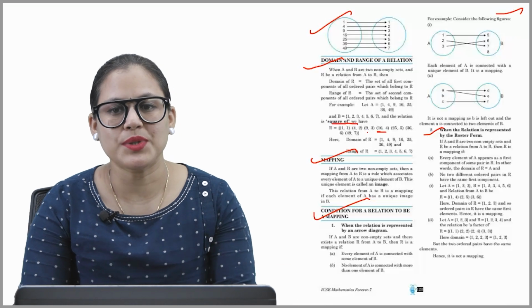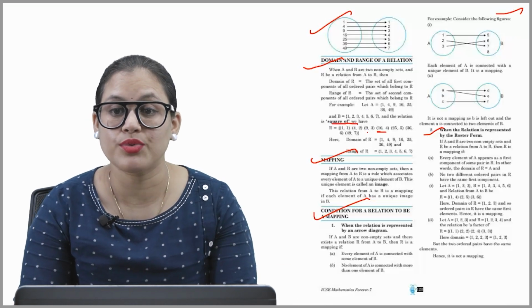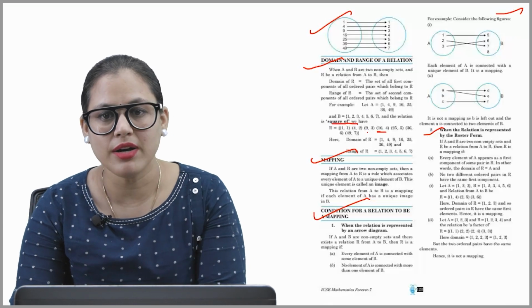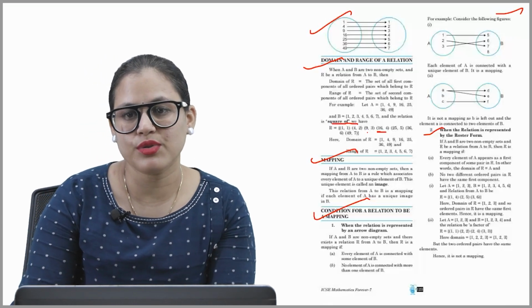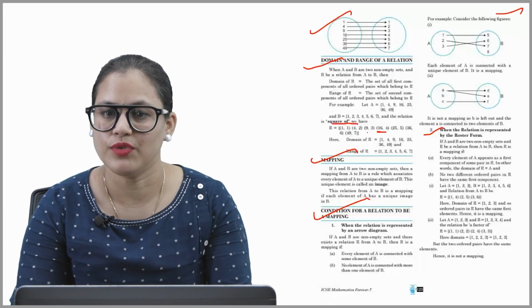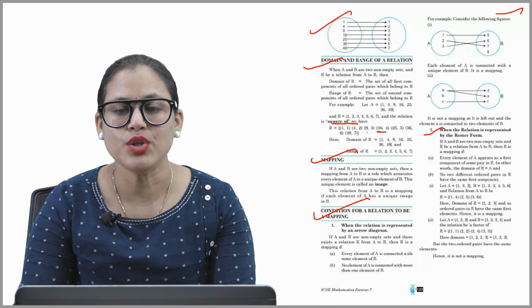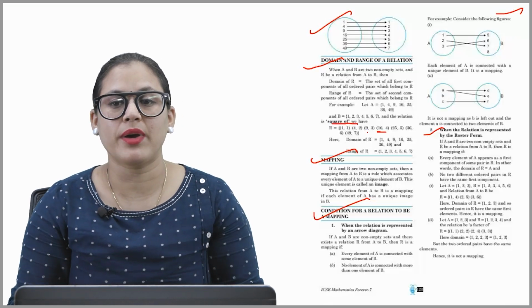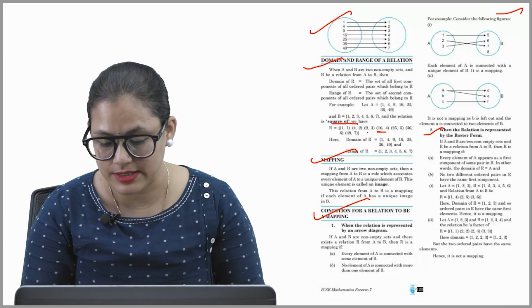2. Let A equal 1, 2, 3, B equal 1, 2, 3, 4 and the relation be 'is a factor of'. So R: 1 is a factor of 1, 2 is a factor of 2, 2 is a factor of 4, 3 is a factor of 3. So here the domain 1, 2, 2, 3 is equal to 1, 2, 3. But two ordered pairs have the same first element. Hence, it is not a mapping.